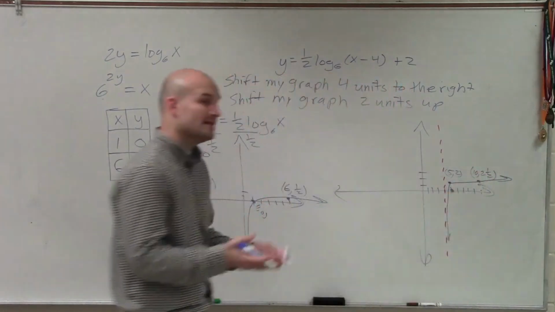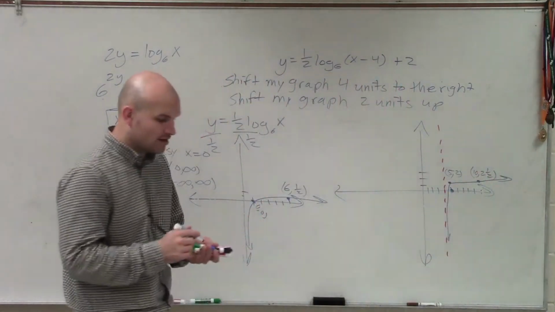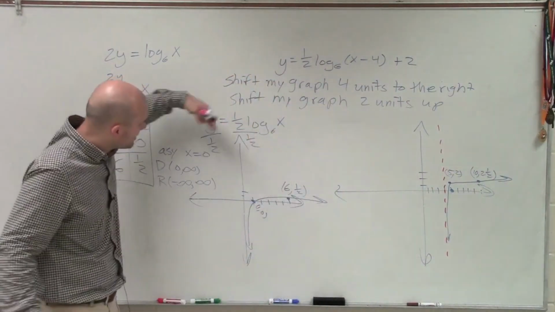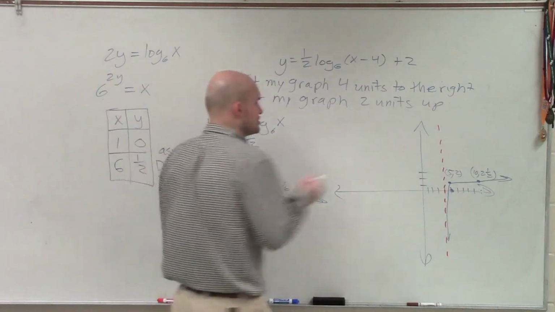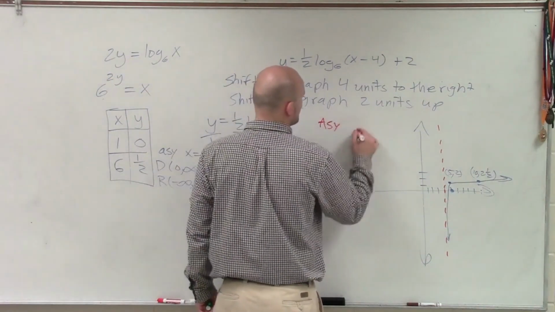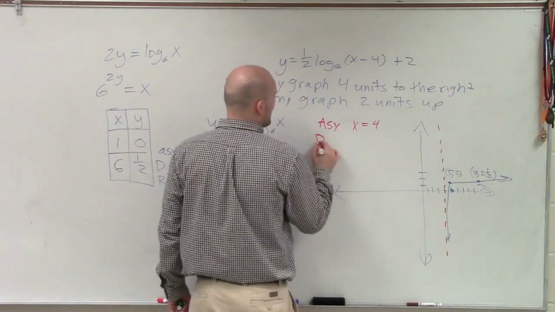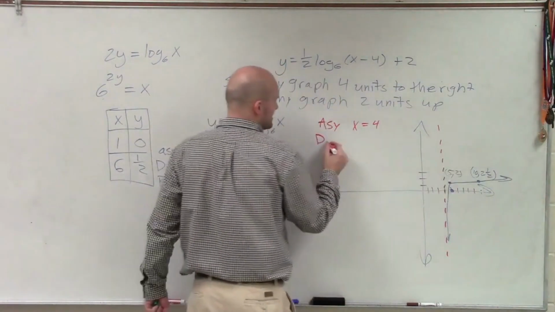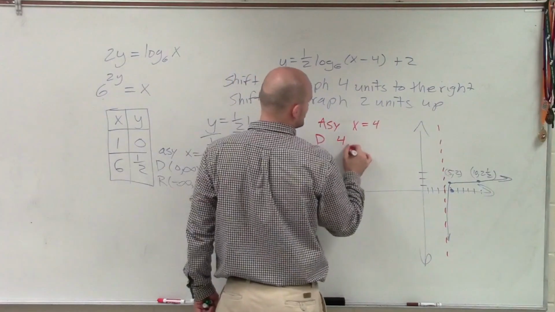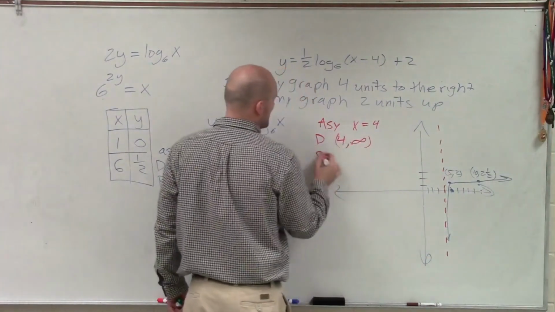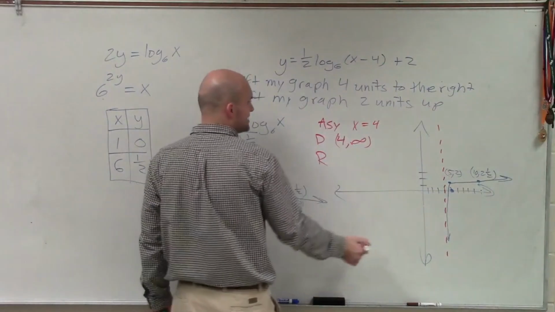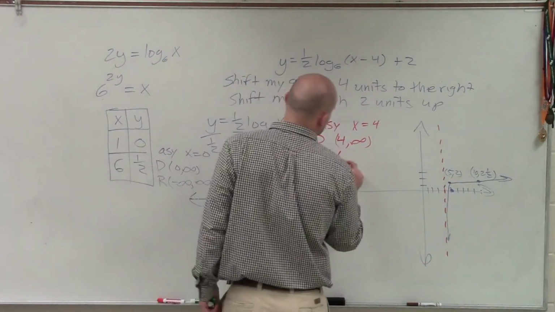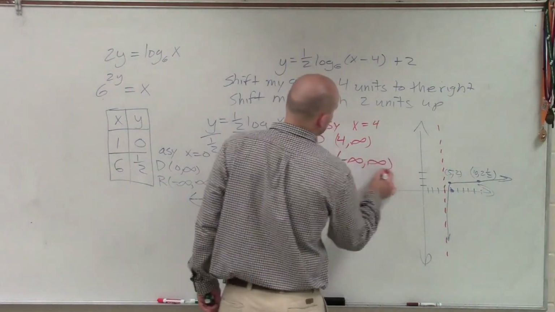All right? But now we need to understand that our domain, range, and asymptote have changed. Our asymptote is no longer at x equals 0. It was shifted 4 units to the right. So when I say my asymptote, now I can say x equals 4. My domain is from my asymptote to infinity. So that's going to be from 4 to infinity. And my range, however, even though I shift it up or down, you can see that this graph is going to continue to rise and continue to fall. So my range is from -infinity to infinity.